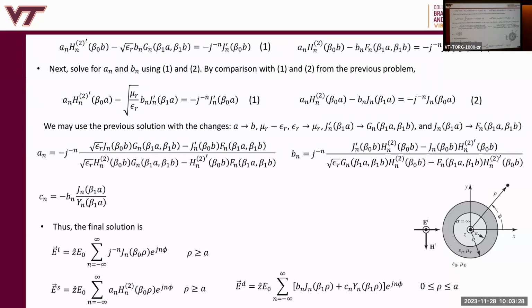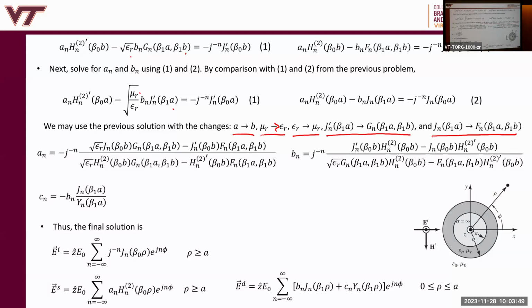And if you compare them, we can use the previous solution that we derived, the coefficients, by making the following changes. Here's B, here's A. So A goes to B, mu goes to, okay, the mu is equal to 1 in this problem, but mu goes to epsilon, epsilon goes to mu, Jn prime goes to Gn, and Jn goes to Fn. All right?